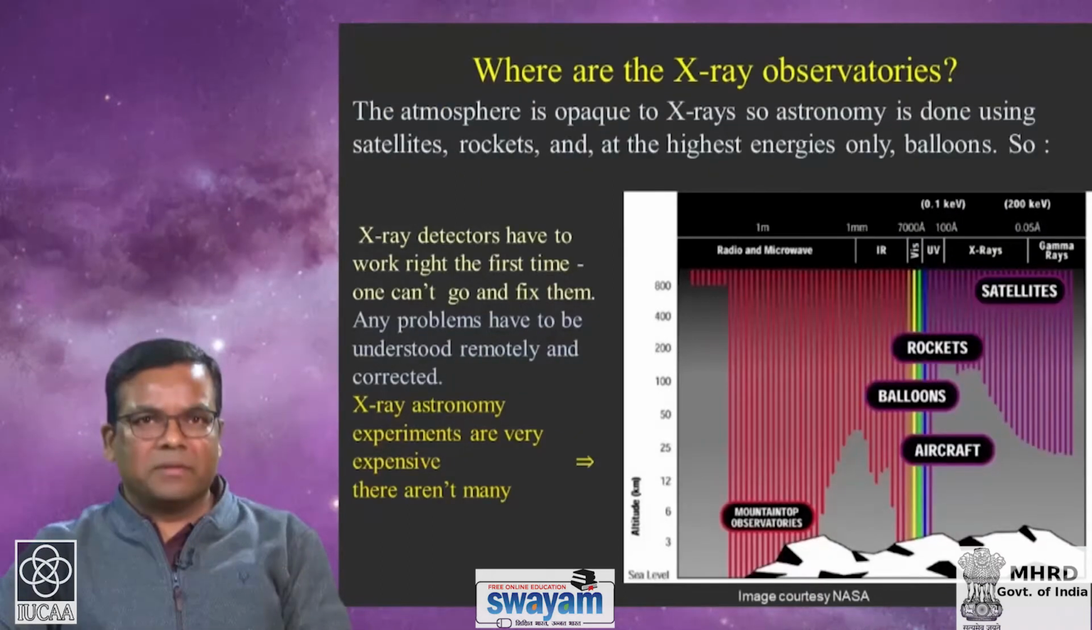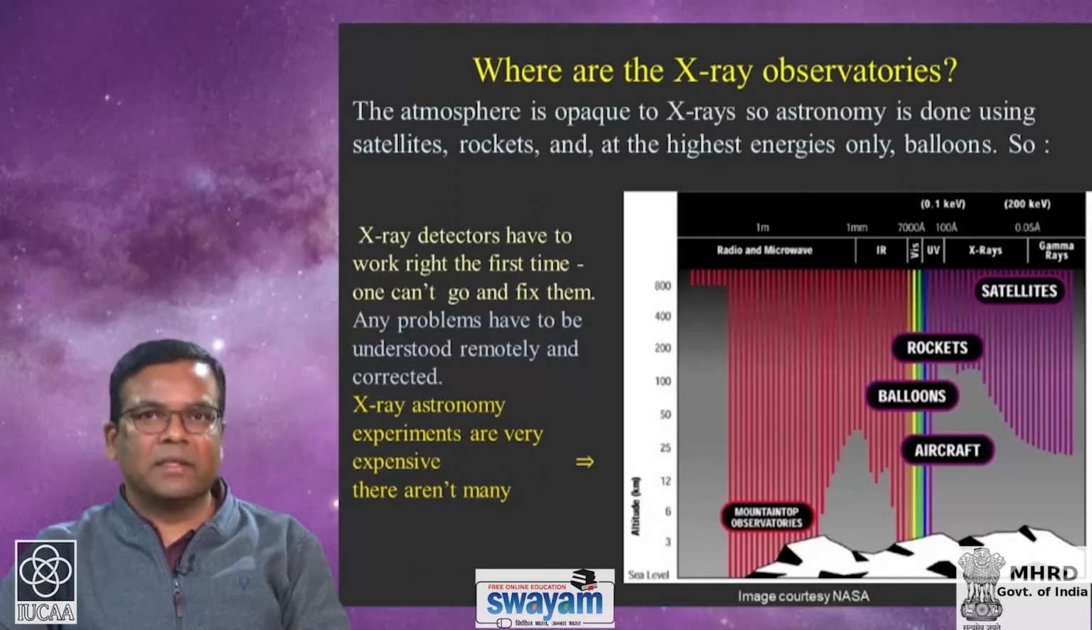The next question we want to ask is, where are the X-ray observatories? You may be aware that the atmosphere is opaque to X-rays. So, X-ray astronomy is done using satellites, rockets, and at the highest energies only with balloons. This figure shows the altitude at which the electromagnetic radiation in different bands reaches above Earth's surface. The soft X-rays reach down to only about a few hundred kilometers above Earth's surface, while hard X-rays can reach down to about 20 or 25 kilometers.